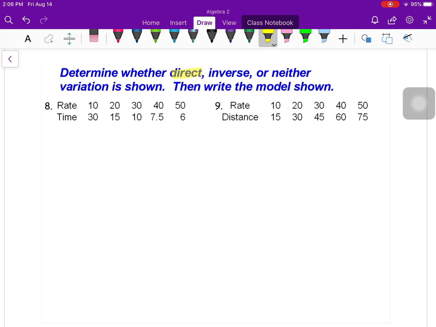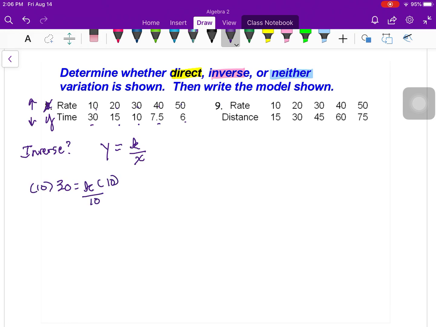Same directions. Direct, inverse, or neither. So again, these are my x's and these are my y's. I want to see that my x's are increasing, my y's are decreasing. So I'm thinking it could possibly be inverse. So if I'm testing that, it would be y equals k divided by x. If I take the first one, 30 equals k divided by 10. Multiply both sides by 10. I get 300 for my k. So it would be y equals 300 divided by x.